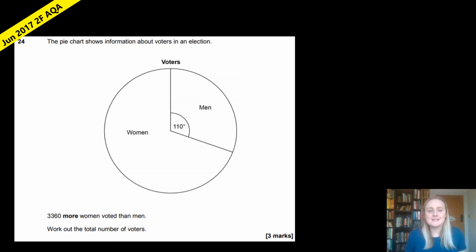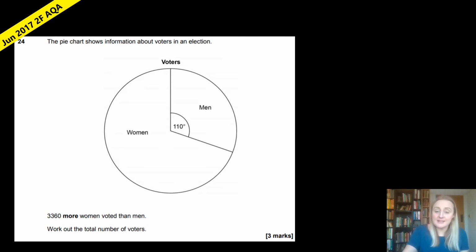Okay. Then it says that 3,360 more women voted than men, and we have to work out the total number of voters. Now that's something that students might do with a bar model, or perhaps some other proportional reasoning technique that they're familiar with. But before they can even do that, they need to understand that really tricky bit of the question, which is not that the section for women represents 3,360, but the bit that's more for women than men. So basically, once you've got that angle for women, if you take away the 110 degrees from that, it's the remaining bit that represents 3,360.